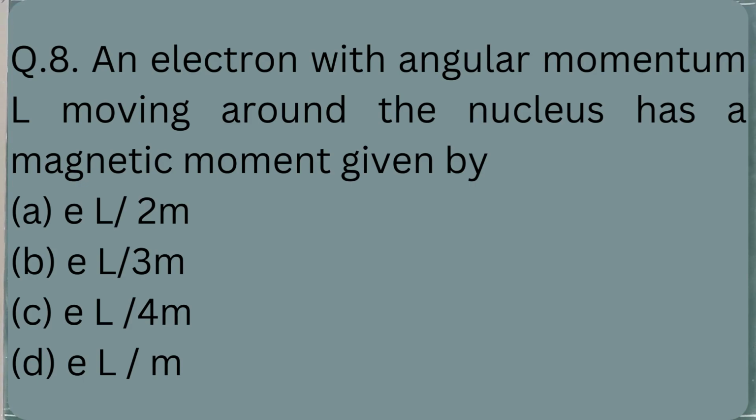Eighth question. An electron with angular momentum L moving around the nucleus has a magnetic moment given by A. eL upon 2m, B. eL upon 3m, C. eL upon 4m, and D. eL upon m. And the correct answer is A, eL upon 2m.